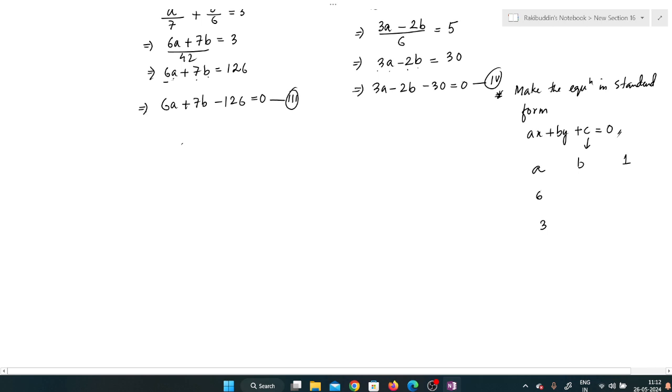The coefficients of b are 7 and minus 2. Again the constant terms are minus 126, which is such a big term, and then minus 30. Okay, so now using the cross multiplication method, I will write here.